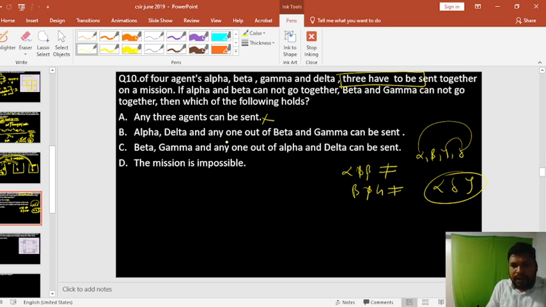Alpha, delta, and any out of beta and gamma can be sent. No, this is wrong because beta is included. Beta, gamma, okay, and any out of alpha and delta can be sent. No, the mission is impossible.